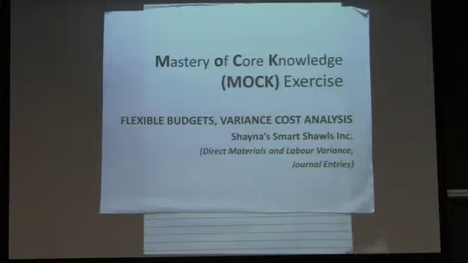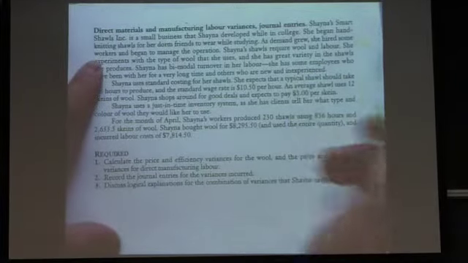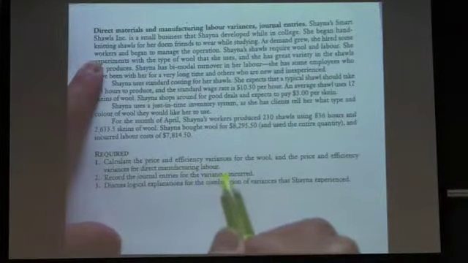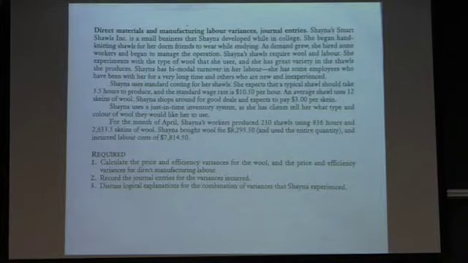So let me enlarge it for you. Okay, so the question goes like this. Shona is a small business, and it developed while she was in college. She began hand knitting shawls for her dorm friends to wear after studying. As the demand grew, she hired workers and began to manage the operation. Shona Shawls requires wool and labor. She experiments with the type of wool that she uses, and she produces a great variety of shawls.